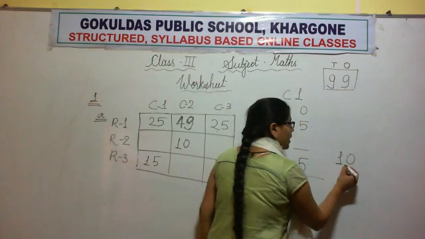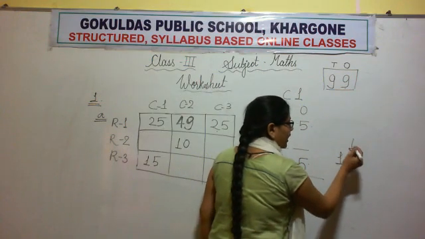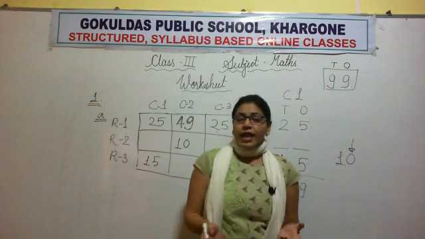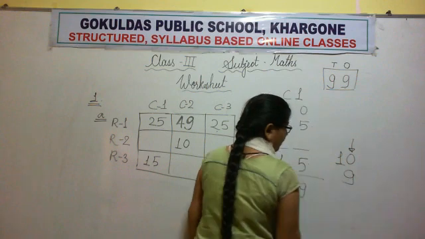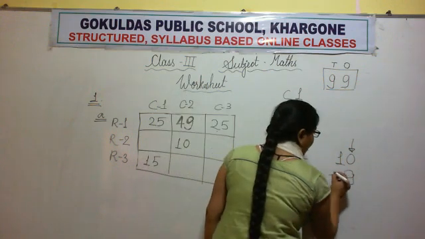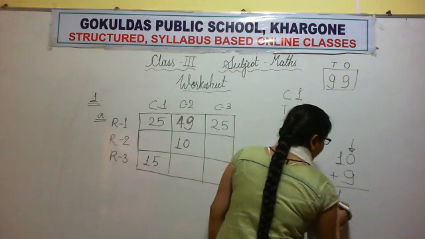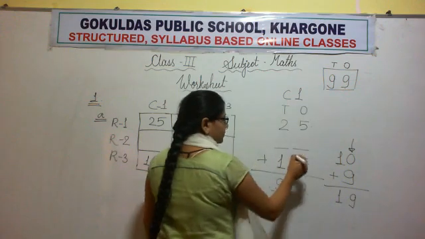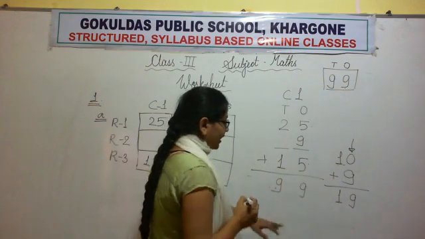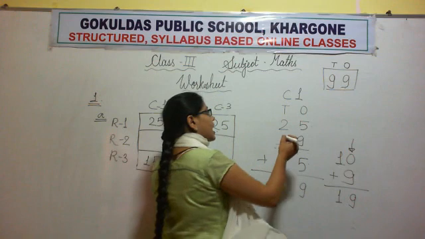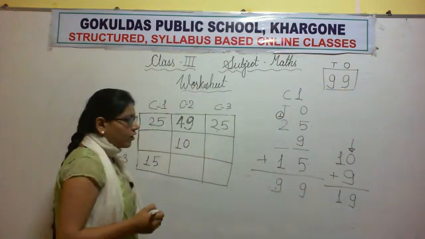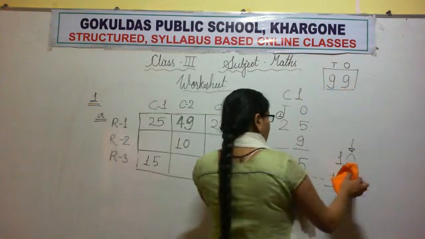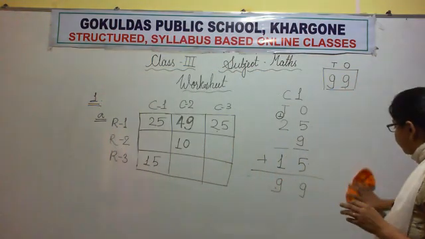So what will we add to the 0 for getting 9? Which number will we add? Very good. We will add number 9 here. So when we add 9 to 10, we will get 19. So here we will write 9 and 1 in the form of carry. Okay. Now it's time for the tens column.